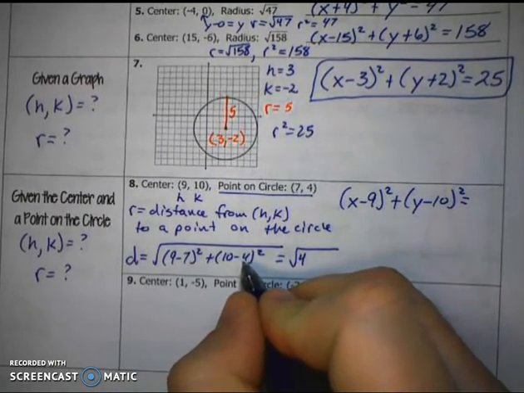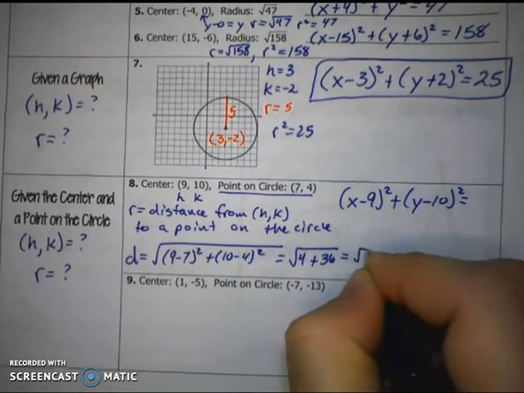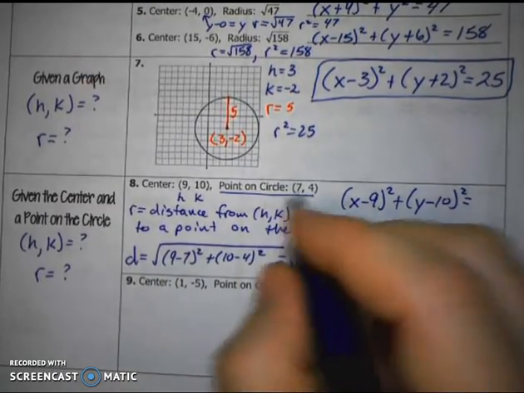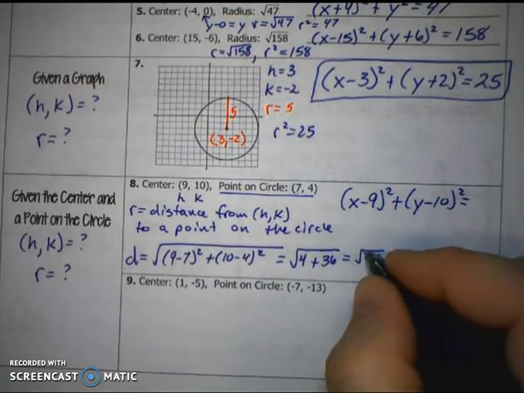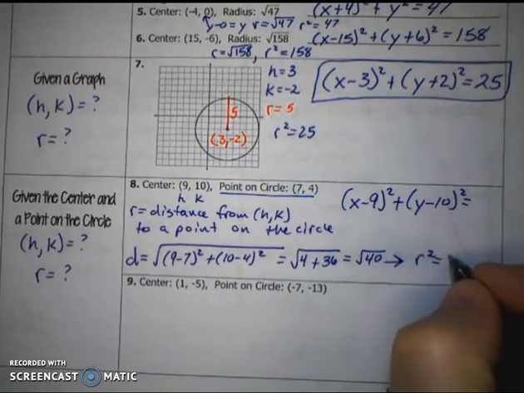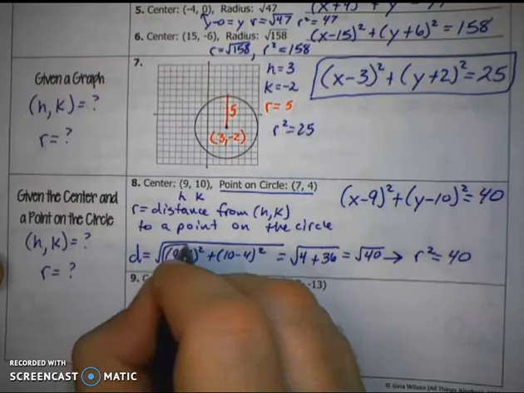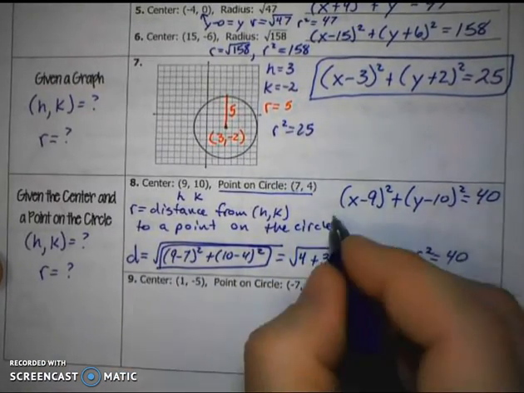10 minus 4 is 6. 6 squared is 36. So the radius is the square root of 40. But remember, I want the radius squared. So I want to square that, and if you'll remember the examples above, all that means is that I get rid of the radical. So r squared is just 40. So this part is all I'm really having to do to find what r squared is.